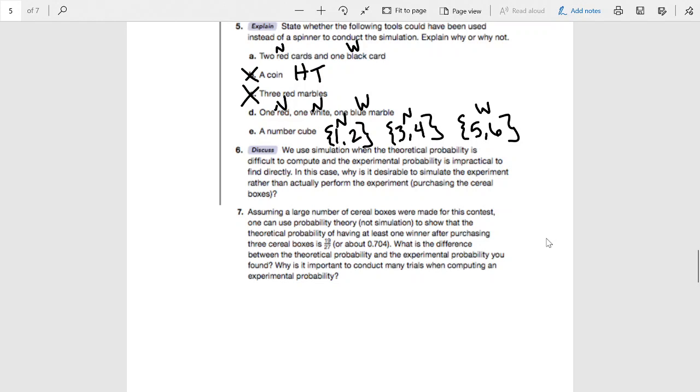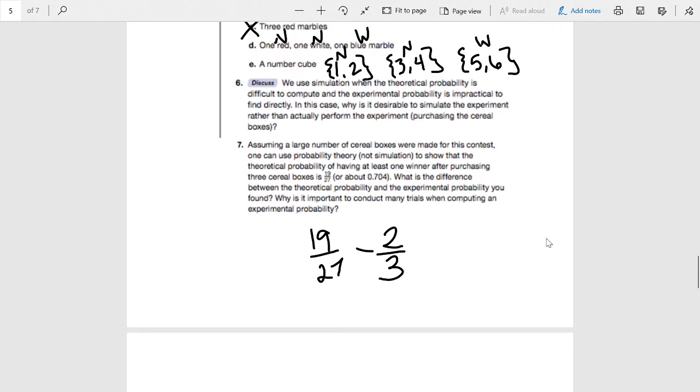What is the difference between the theoretical probability, which is 19/27, so difference meaning subtraction, between the theoretical probability and our experimental probability? So why is it important to conduct many trials when computing an experimental probability? Let's first answer this question about the difference between these two. So we're saying this is my theoretical probability, this is my experimental. I want to know the difference, how much is between these.